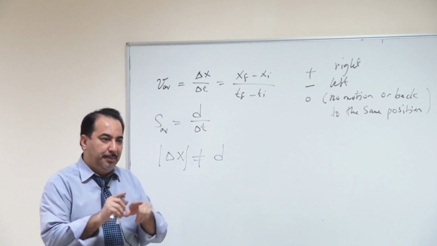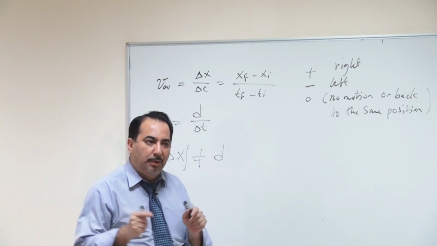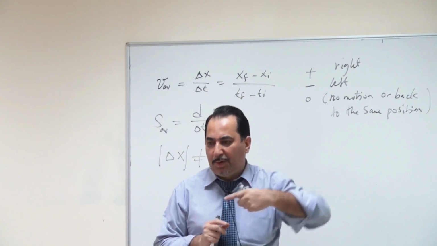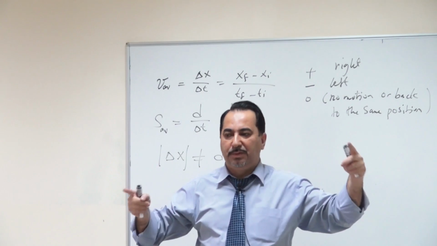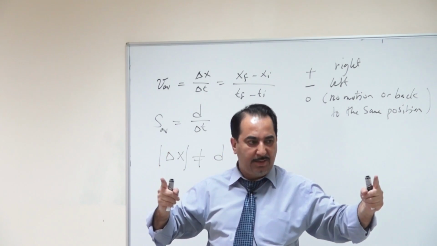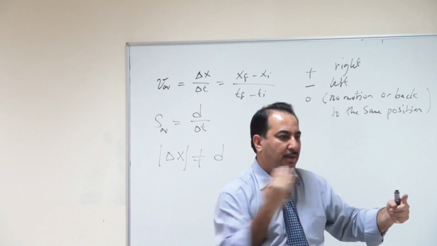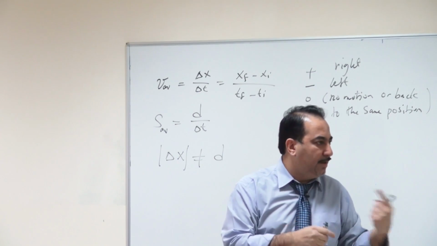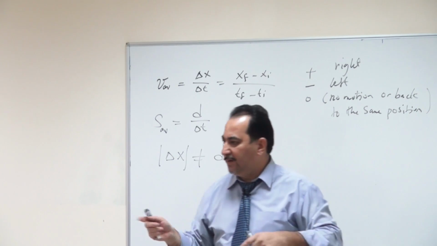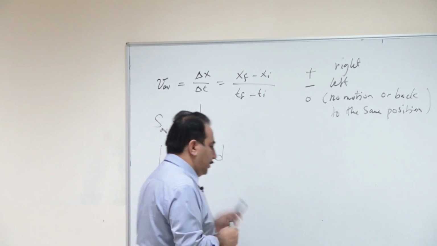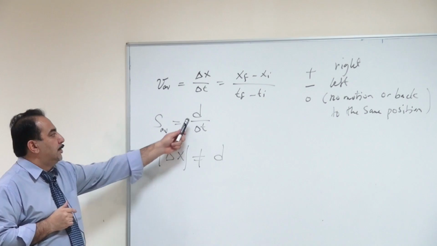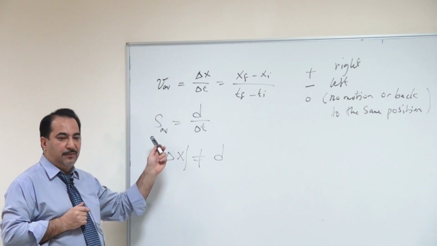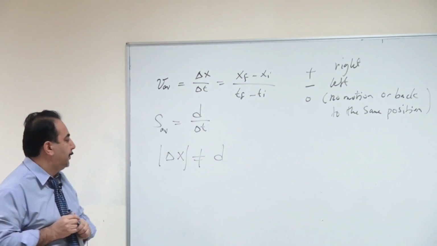But sometimes they are equal, when there are no turning points, when the object goes in one direction. So the shortest path between 2 points is the displacement, and at the same time is the distance, but without taking the sign into consideration, because sometimes you go to the left, which is negative. So distance is needed for average speed.